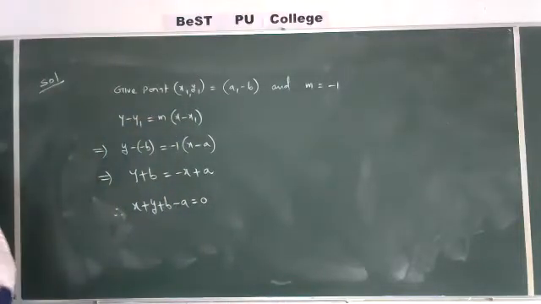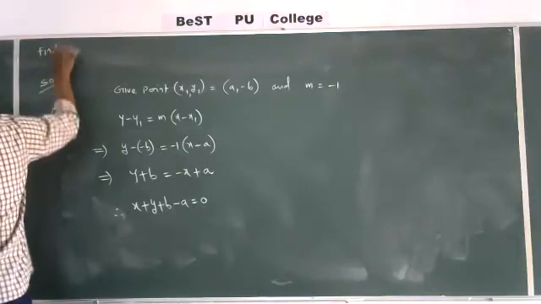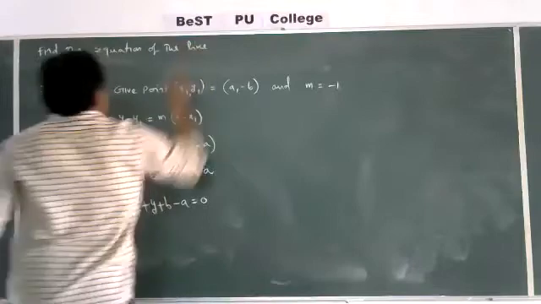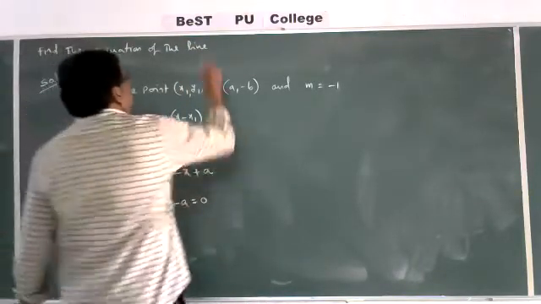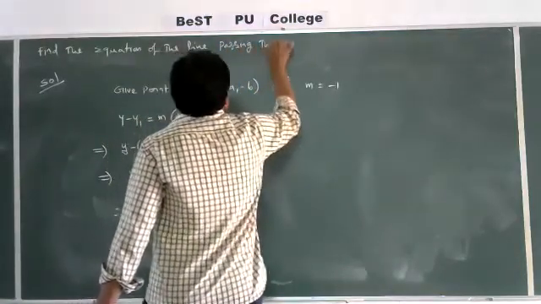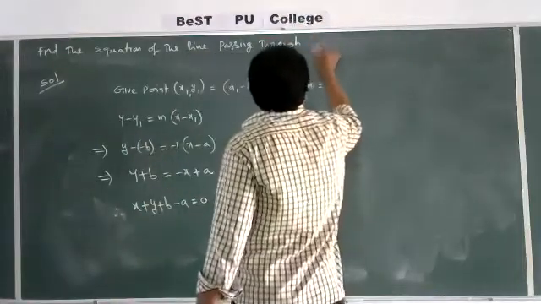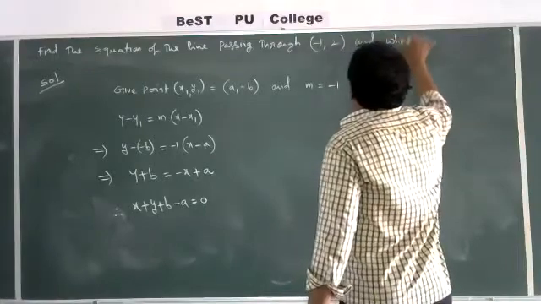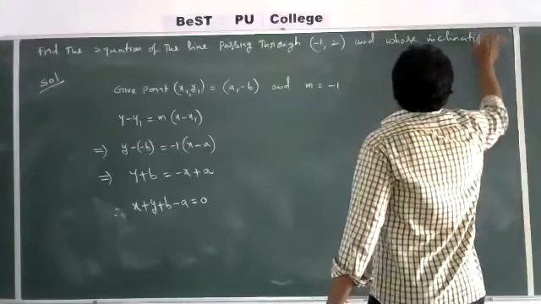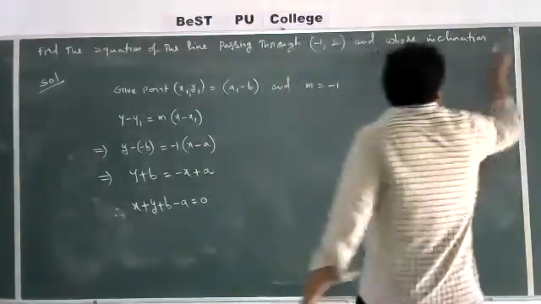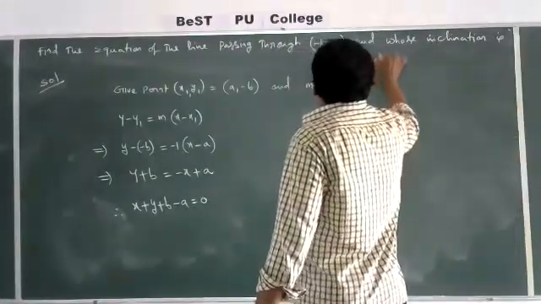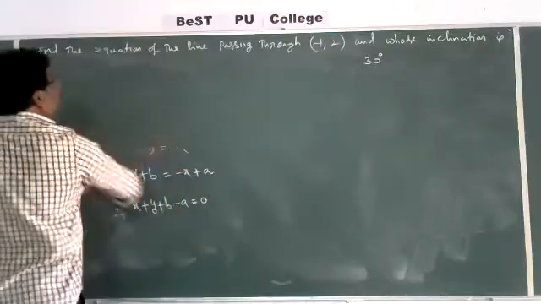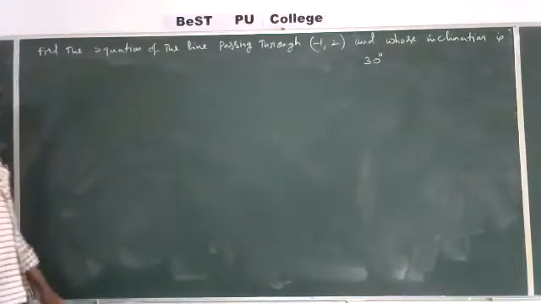Next problem. Find the equation of the line passing through (-1, 2) and whose inclination is 30 degrees.